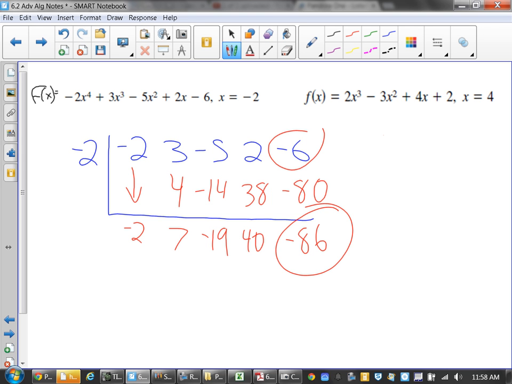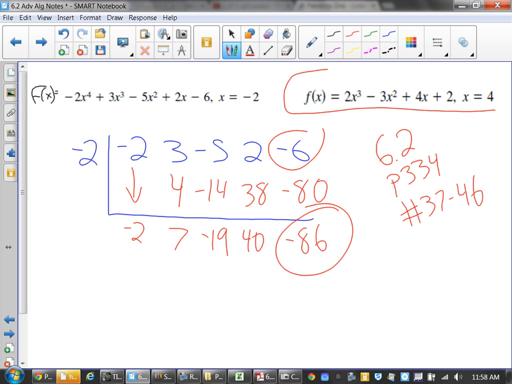Here's what I want you to do. This is section 6.2 in the book. It's page 334. I want you to do the synthetic substitution problems, not synthetic division, on 334. It's 37 through 46. The problems themselves start like this. When you read them out of your book, just write them down like this right away.